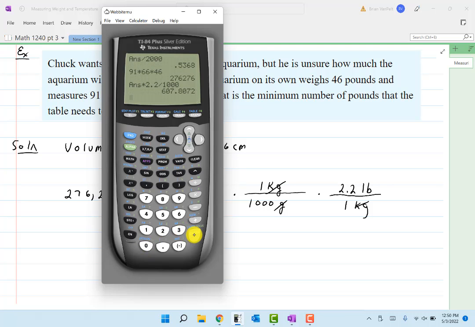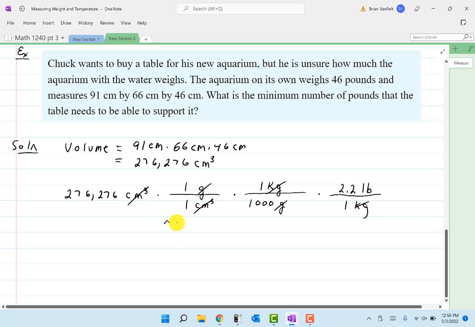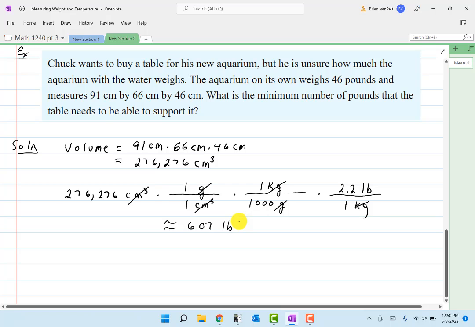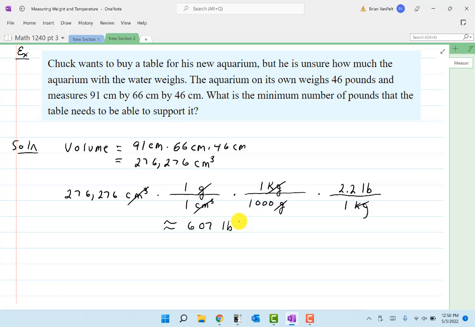So I get 607.8072. I'm just going to say 607 lb. If you use a different table or a different rounding, these answers can be different. I mean, quite different. Not substantially, but another attempt of mine came up with 609 pounds for the same thing, for example.